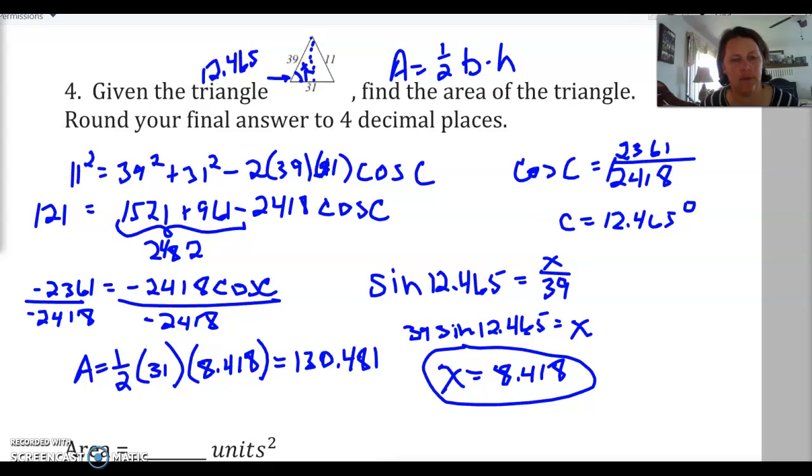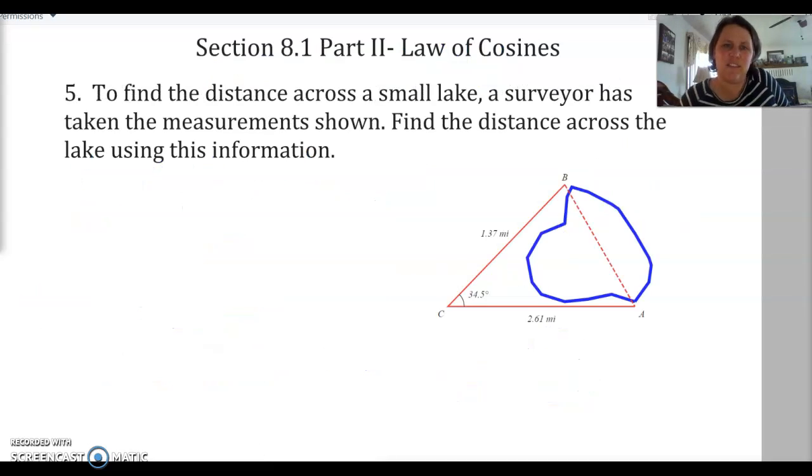Okay, example 5, this should look familiar. This was also in part 1. The only difference now is, notice that they're giving you this angle out here, angle C. In the last problem, they were giving us angle A. So now we have side angle side, and we're going to have to use that law of cosines to figure out what our side C is. But it is opposite side of side C, so that is helpful.